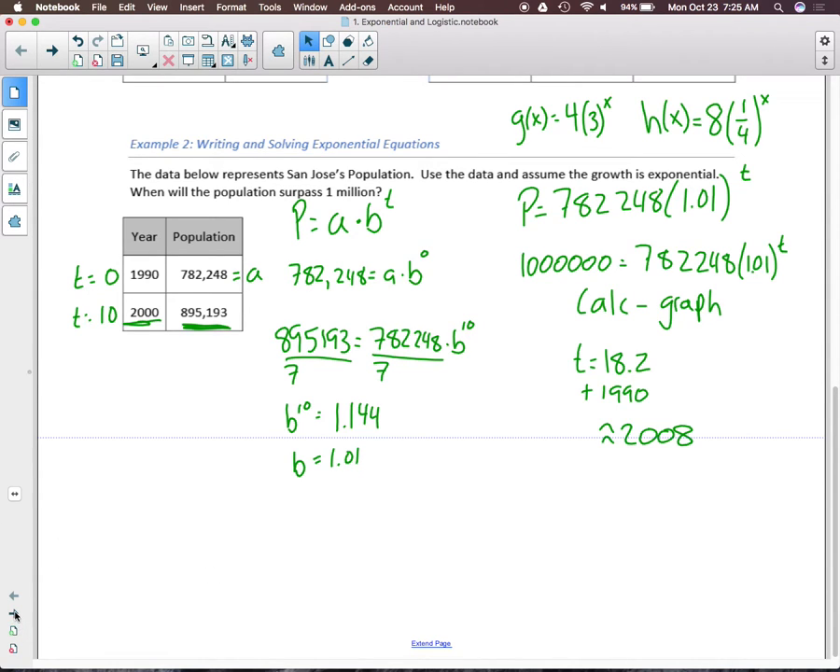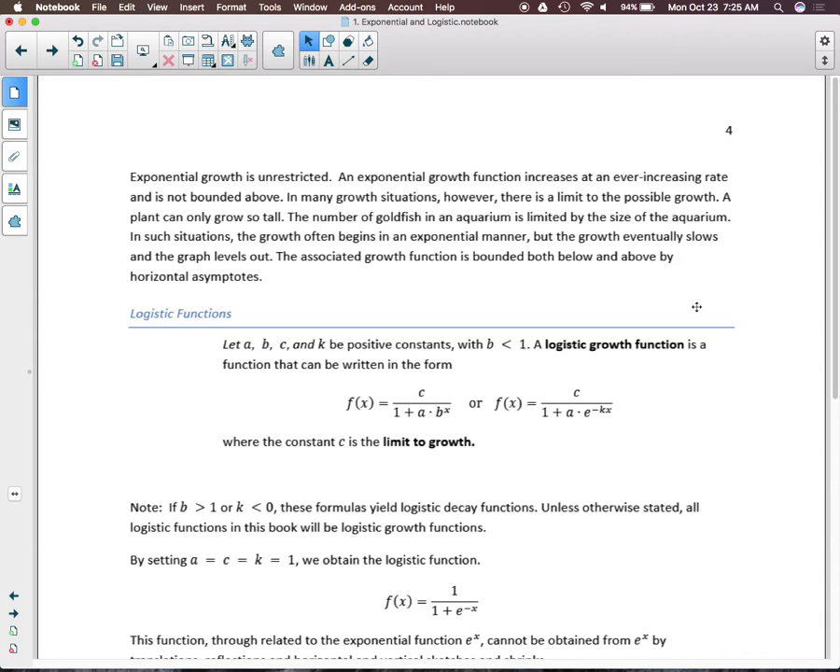Alrighty, let's go to the next page. All right.